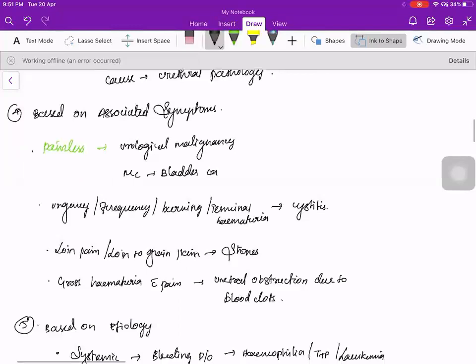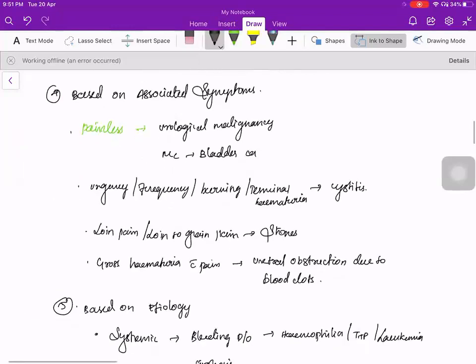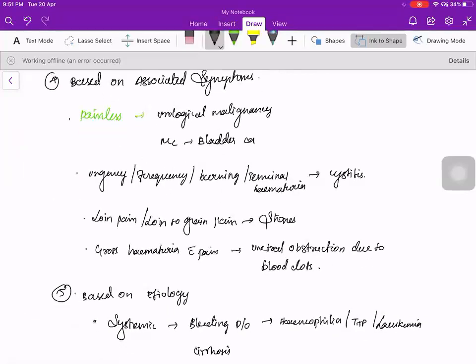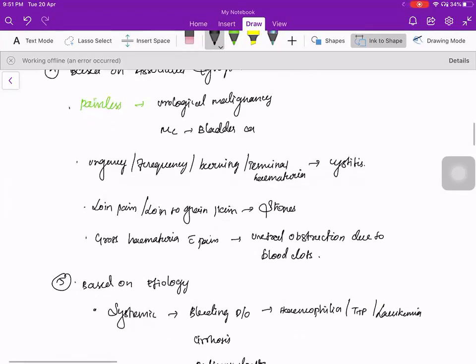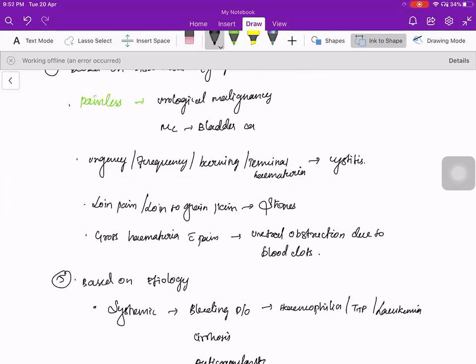And based on the associated symptoms. There is one terminology called asymptomatic microhematuria, and another called painless hematuria. The patient will pass blood in the urine and will not have any symptom. The most common cause of painless hematuria is mostly urological malignancy, especially bladder CA.